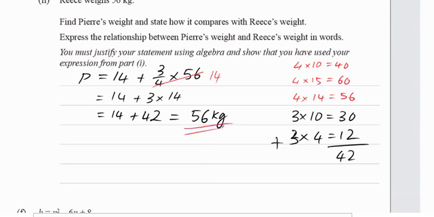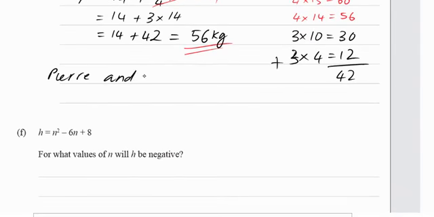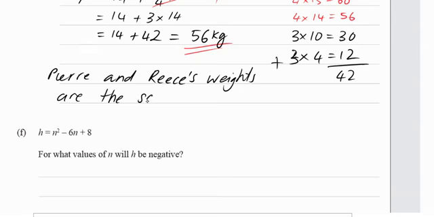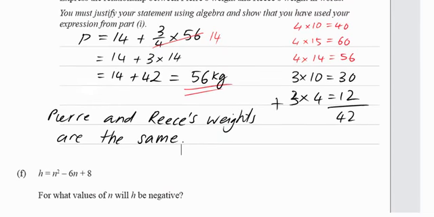That's the same as Reese's weight, so Pierre weighs the same, and it's asking us to express the relationship in words. So in words we can say that Pierre and Reese's weights are the same. And so that's just showing in words that we understand what we've just solved here.